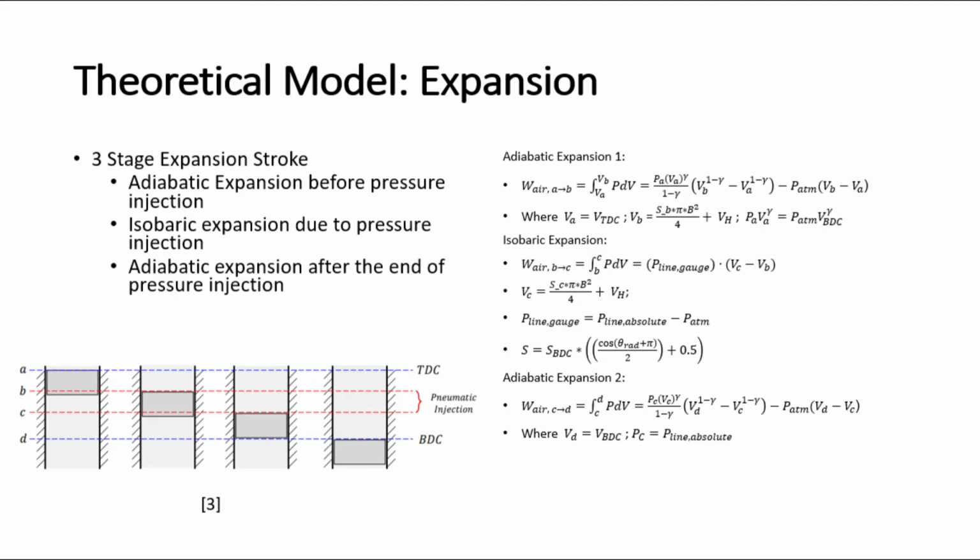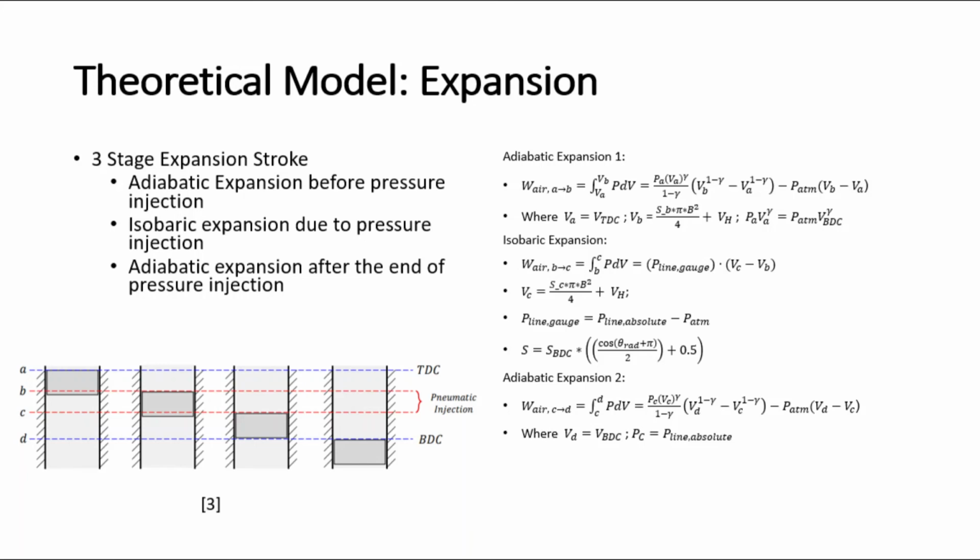The power stroke takes place in 3 stages. After the end of compression, the piston undergoes adiabatic expansion. Then, at a specific angle, pressure is injected into the system to simulate combustion. During this stage, the engine undergoes isobaric expansion. The volume at the beginning and the end of the isobaric expansion is obtained with the angle at which pressure is injected and stopped. Using the angle, the piston height can be calculated and then converted to volume.